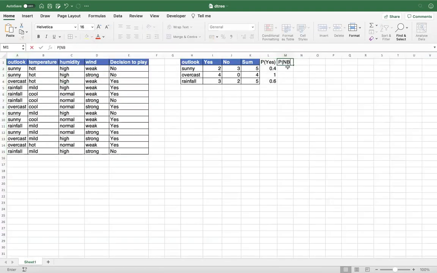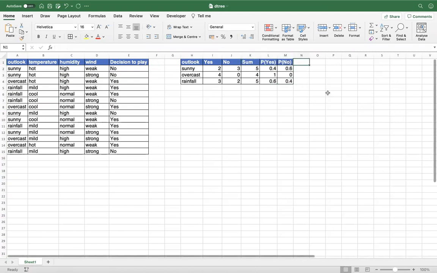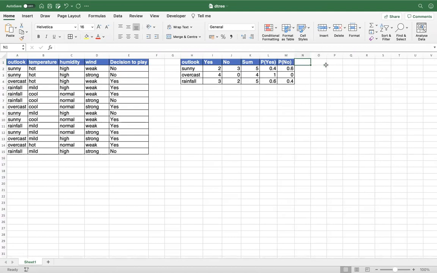And whenever outlook is sunny, what is the probability of the decision not to play? 3 by 5. Very good. Okay, here you go. So far, any questions? No. Pretty clear? Yep.